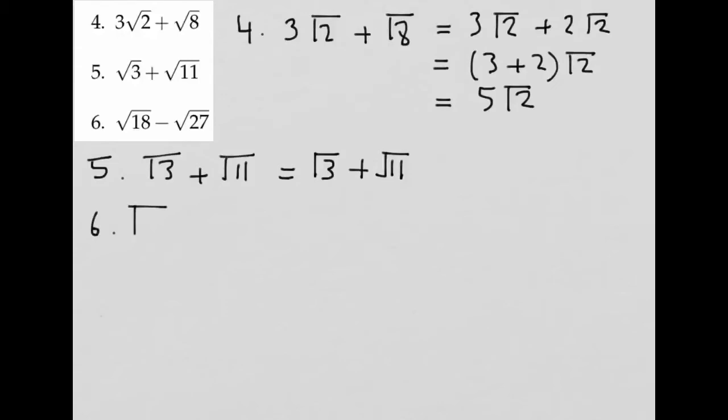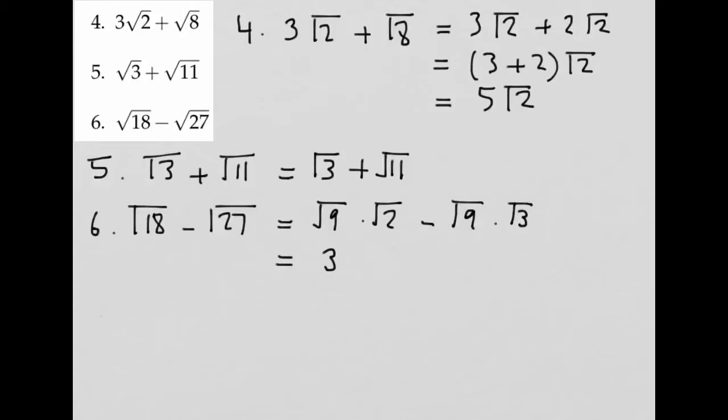Example 6, square root of 18 minus square root of 27. Square root of 18 is square root of 9 times square root of 2. Here I'm using the multiplication rule for radicals. And square root of 27, I can write it as square root of 9 times square root of 3. Square root of 9 is equal to 3. So that is 3 square root of 2 minus 3 times square root of 3. Now both numbers have a 3 in common, so we can factor that out. And we're left with square root of 2 minus square root of 3. There's not much that can be done to combine those two radicals any further.